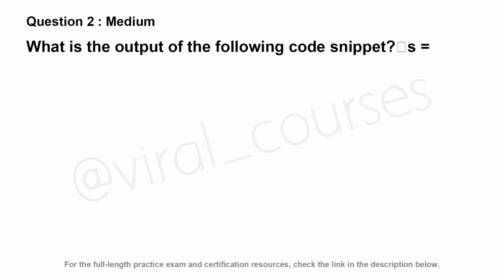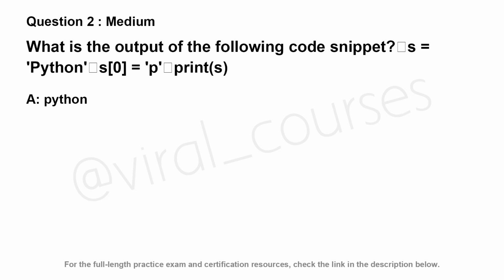What is the output of the following code snippet? s equals "Python", s[0] equals "P", then print s. Option A, Python. Option B, Python. Option C, type error. Option D, attribute error.